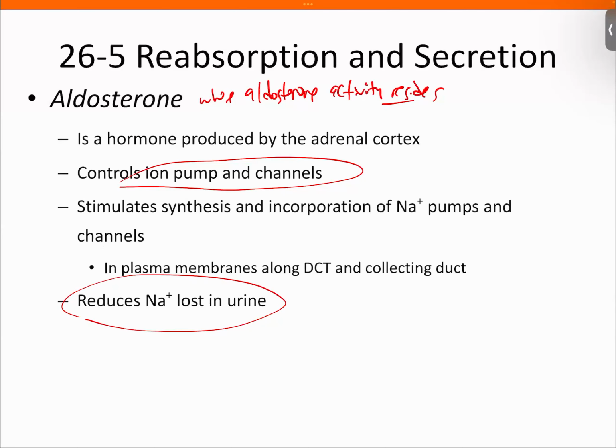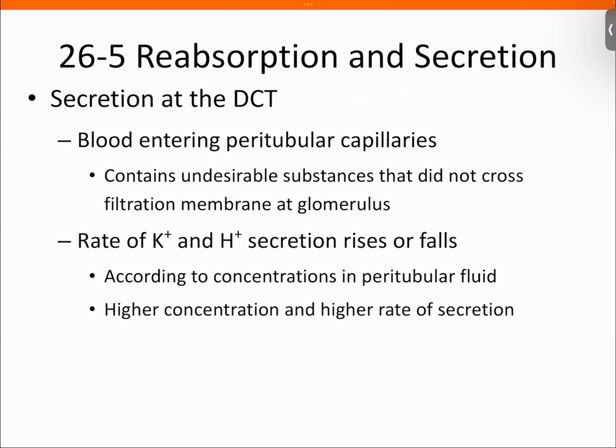Now that's reabsorption, right? So secretion in the DCT, typically speaking, is stuff that will go into those peritubular capillaries. So for instance, this is waste products. It'll dump extra waste, things that didn't make it across the filtration membrane. So you'll dump these here in the DCT.